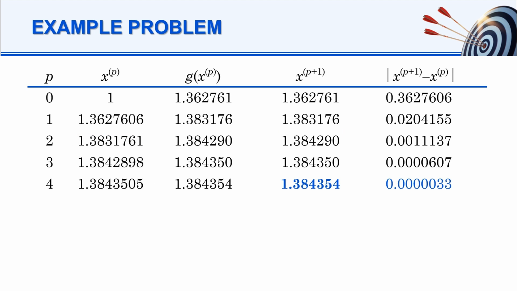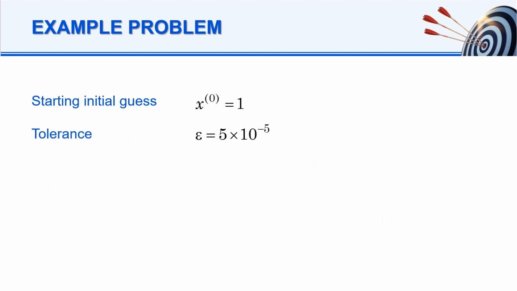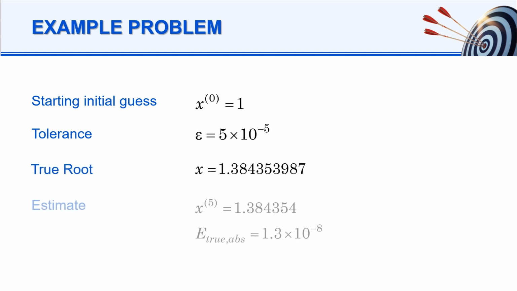We obtain the converged result after 4 iterations. The fifth estimate is 1.384354, which has satisfied the stopping criterion. Comparing the solution with the true root, we find that the final estimate has yielded the true error of 1.3 times 10 to the minus 8.